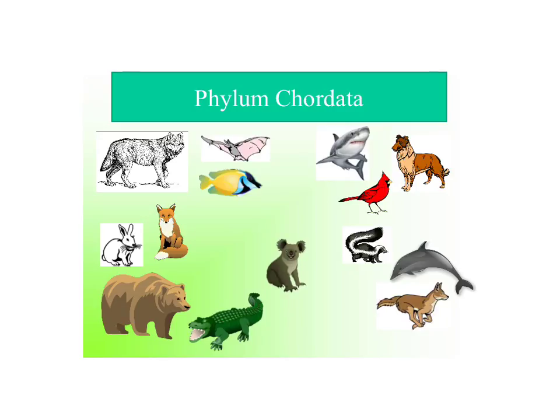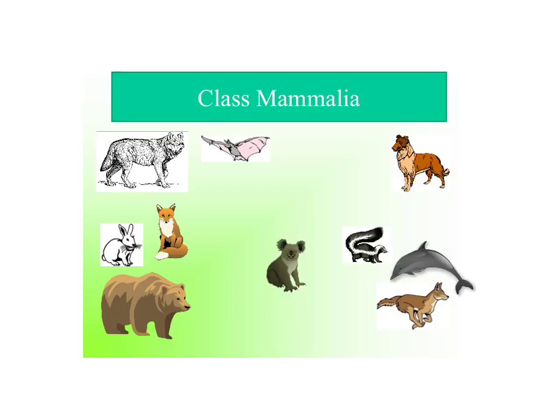If we then look at a smaller grouping, the phylum Chordates, these are all of them that have a backbone. So we've now eliminated the insects and the jellyfish and the worms, and now we just have these animals that have a backbone. Now if we group them even smaller, class Mammalia, we've eliminated all the animals that are not mammals. It's a smaller grouping.